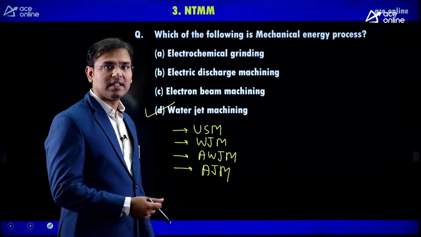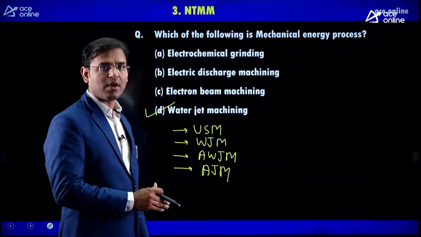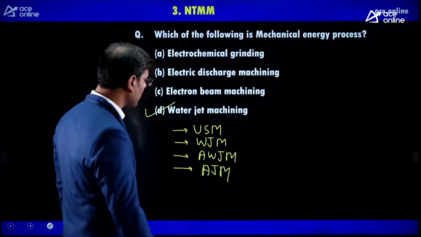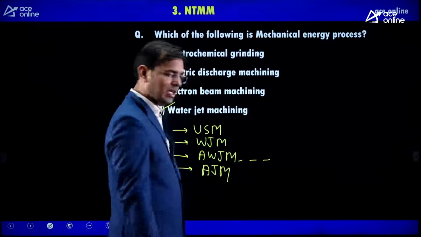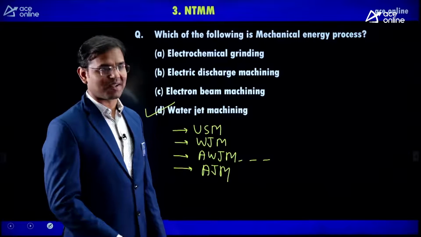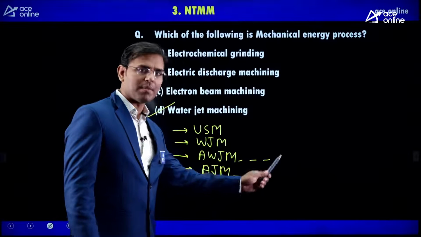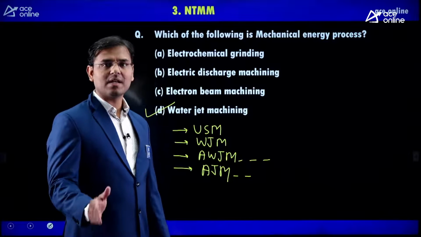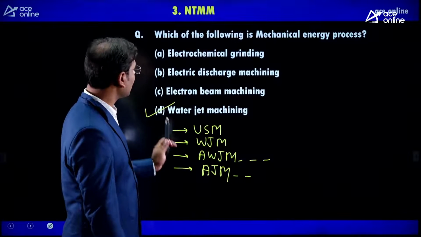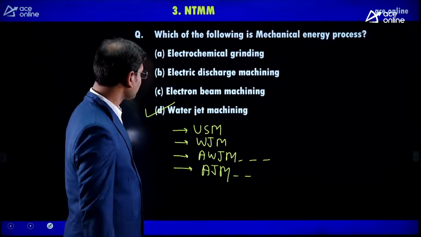Here one nozzle is there. In that nozzle we put water and we pressurize that water, and it is water jet machining. Now what is abrasive water jet machining? If we put abrasives in the water, then it is abrasive water jet machining. What is AJM, abrasive jet machining? Air plus abrasive is known as abrasive jet machining. And the correct answer is water jet machining.